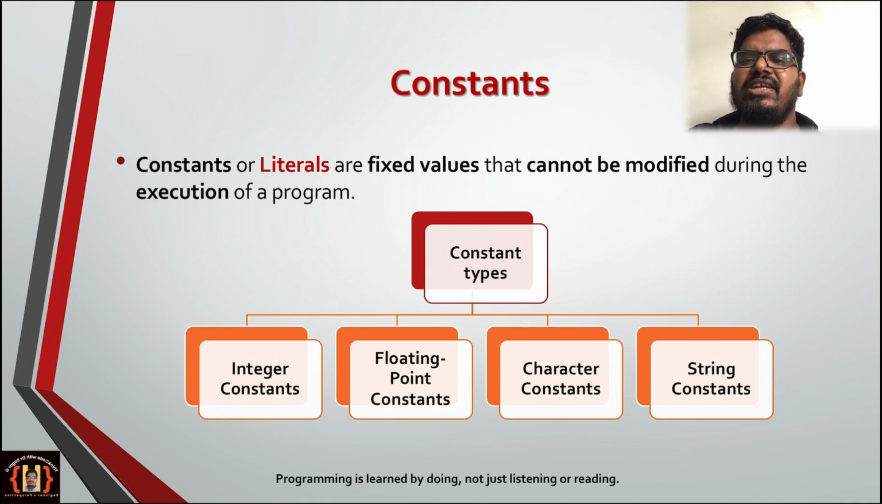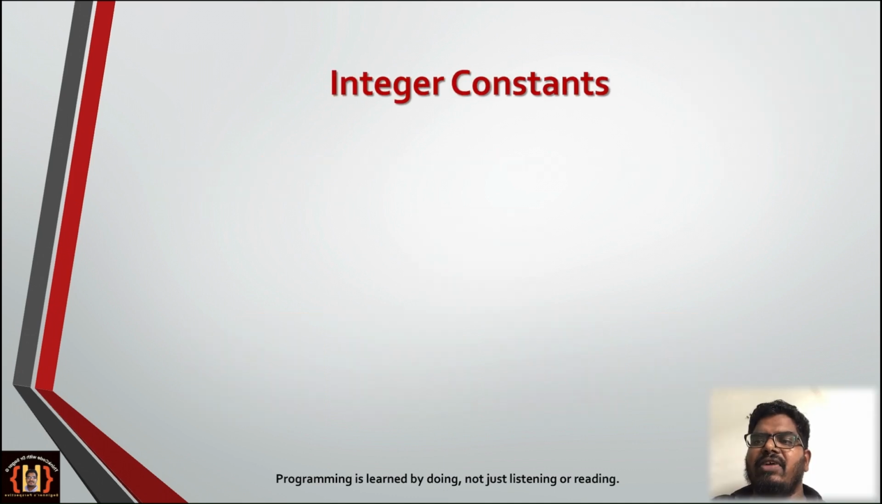So it could be integer, we know what integer values are, and floating values are represented with a decimal point. Characters are usually enclosed in single quotes, and strings are enclosed in double quotes. Right? Let's see them one by one here.